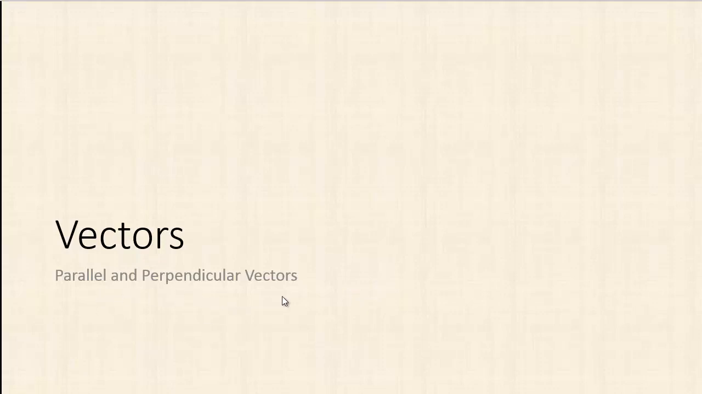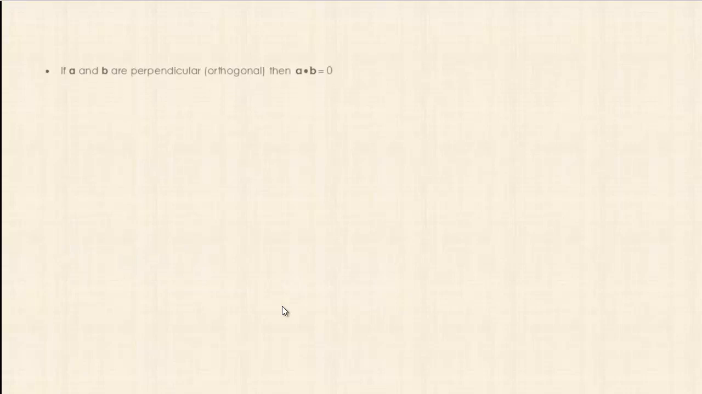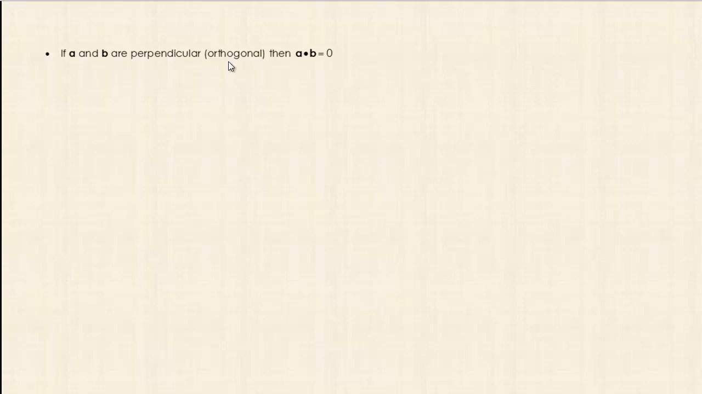Parallel and perpendicular vectors. If A and B are perpendicular, a word you might see is orthogonal. Mathematicians use this word to convey the analog to being perpendicular when dealing with higher dimensional spaces, but you still sometimes see it when working in 2 and 3 dimensions. Then A dot B is equal to 0.